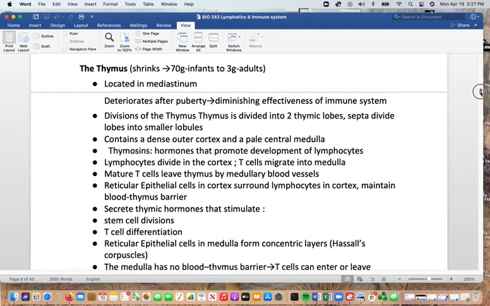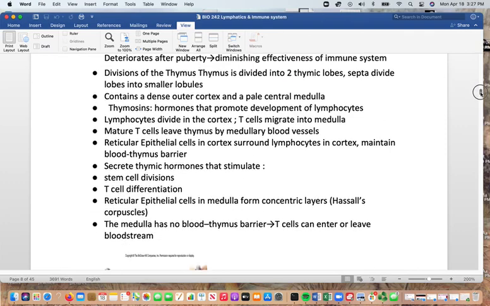So you've got reticular epithelial cells in the cortex that are surrounded by lymphocytes in the cortex. This is going to help to maintain the blood-thymus barrier. When you secrete the thymic hormones, they're going to stimulate stem cell division, T cell differentiation, and reticular epithelial cells in the medulla to form the concentric layers. We call them the Hassall's corpuscles. And then the medulla has no blood, so there's no blood-thymus barrier. The T cells can enter or leave the bloodstream here.